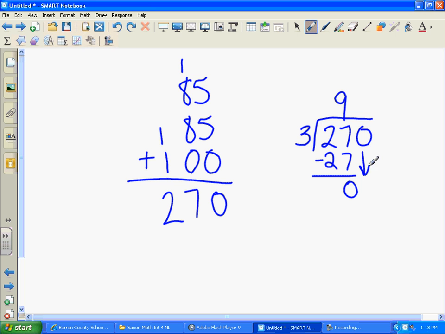Subtract, bring down. We're not finished. How many groups of 3 can I get out of 0? 0, because 0 times 3 is 0. Subtract. I know I'm finished because there's nothing left to bring down. So his average score was 90. So if you had test scores of 85, 85, and 100, your grade would end up to be 90. Pretty cool, huh?